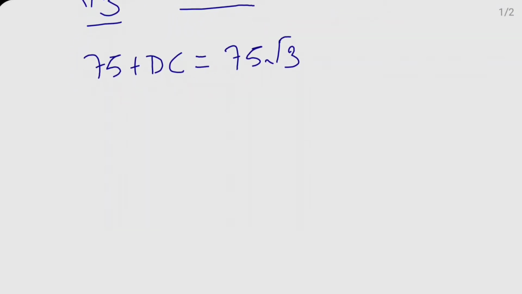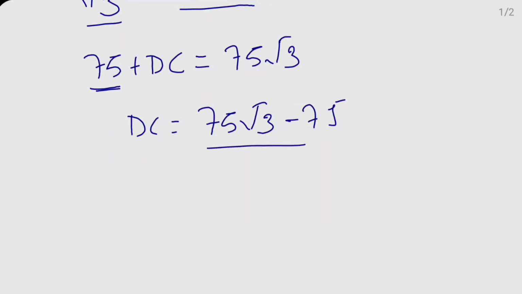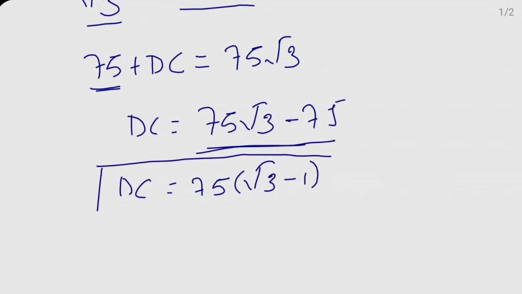And now here DC equal to 75 comes in RHS side, it becomes a minus. So 75 root 3 minus 75. And in these two terms 75 is common. So take it outside, remaining root 3 minus 1. So DC equal to 75 times root 3 minus 1. It is the distance between two ships.